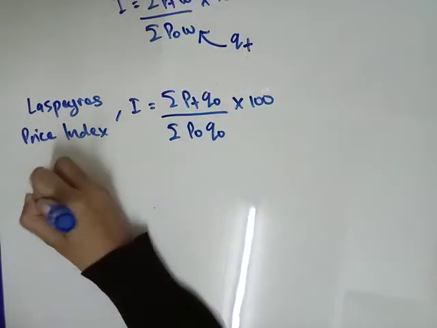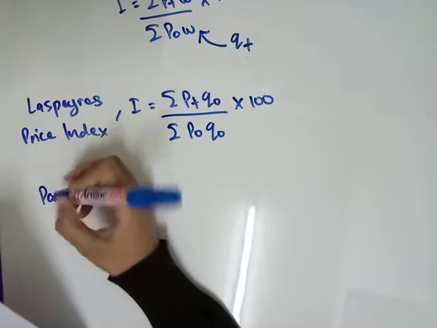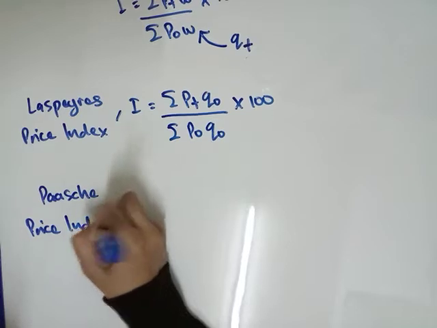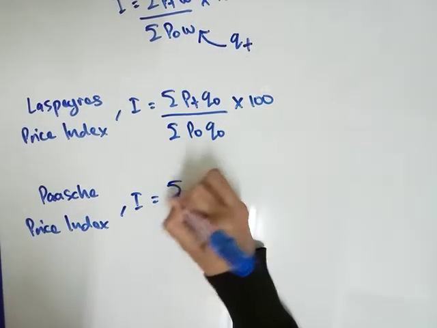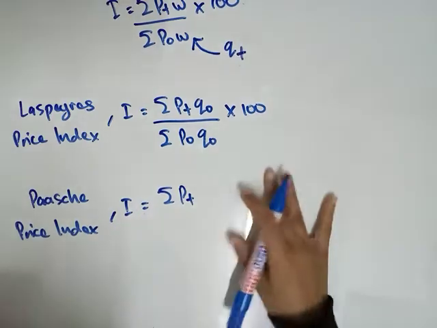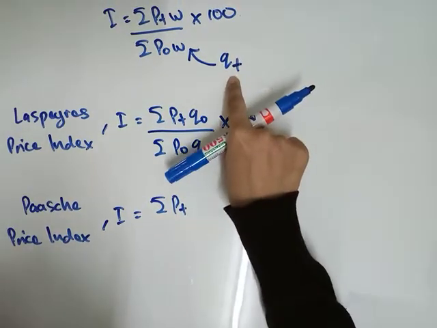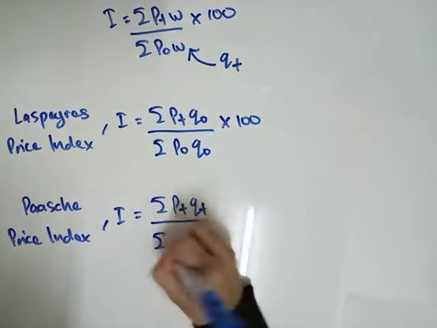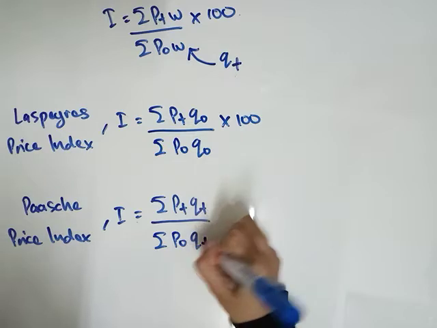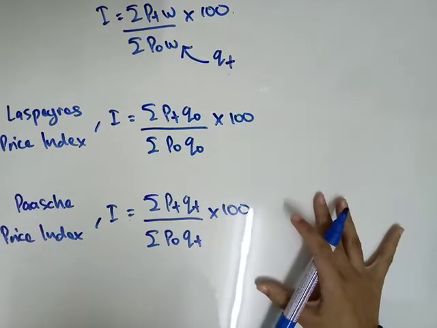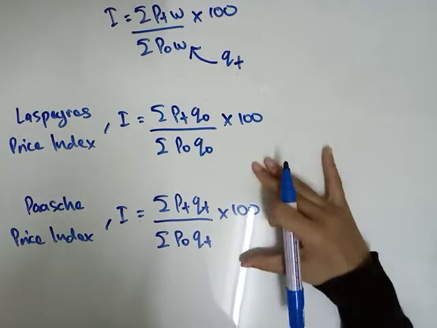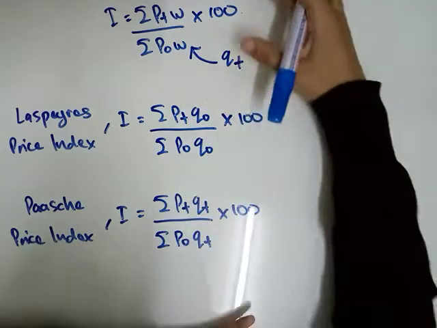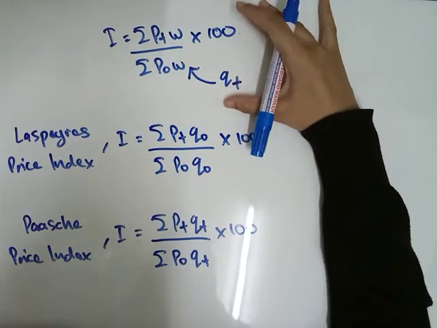New formula for Paasche price index. I equals to total PT times QT, sebabnya QT ni dah substitute into weight, divided by total P naught times QT multiply with 100. Okay, so dia dah form the new formula for Paasche price index. Boleh faham nah? By using formula from the formula weighted aggregate index.